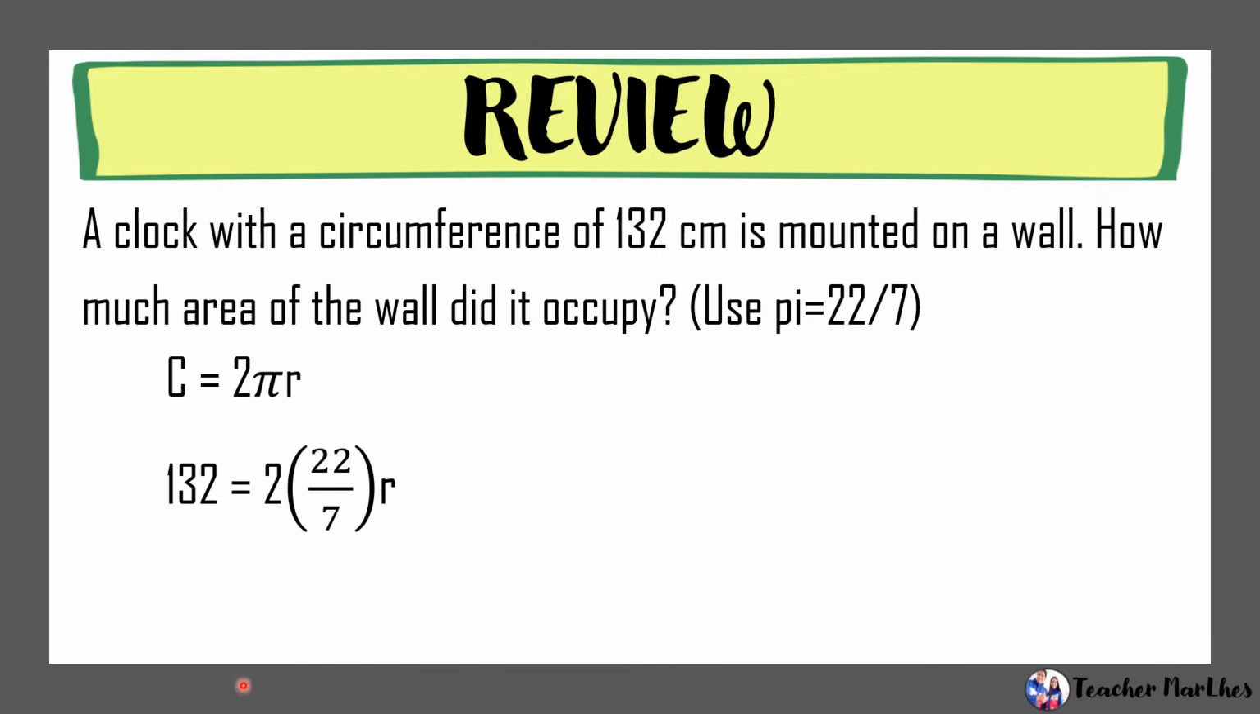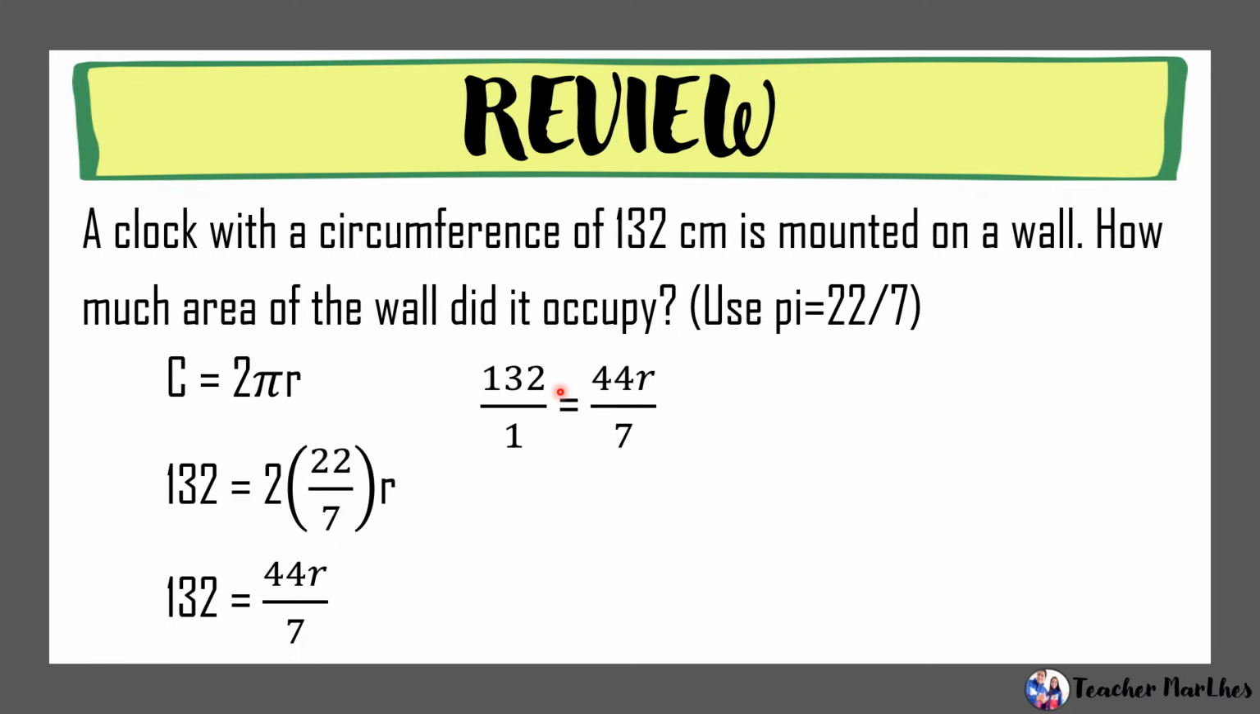Copy 2. Then 2 times the value of pi, which is 22/7. Then copy r since radius is missing. So 132 copy. Then 2 times 22 times r is equal to 44r over 7. So we will use the cross multiplication to find the value of r. So the denominator of 132 is 1.